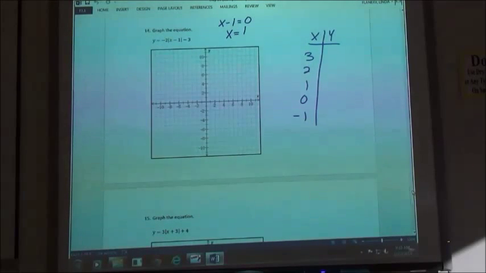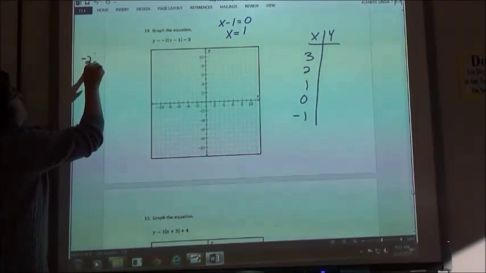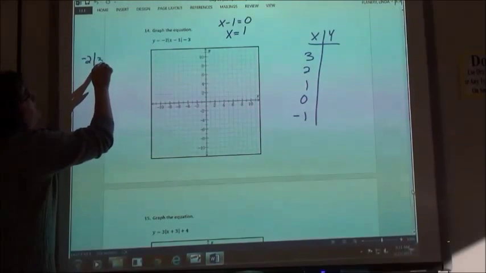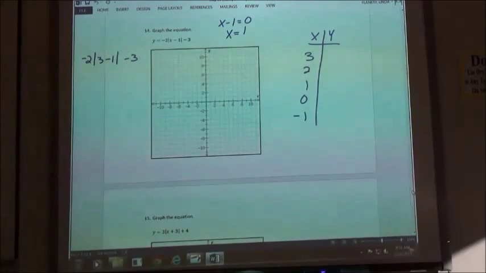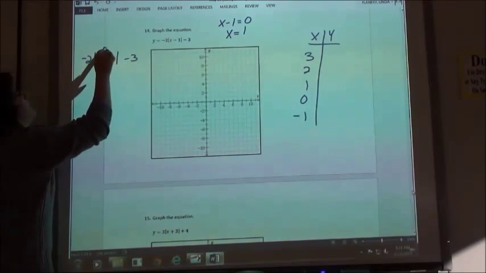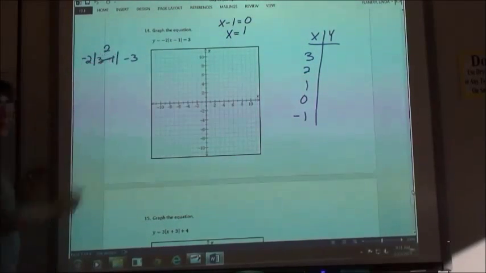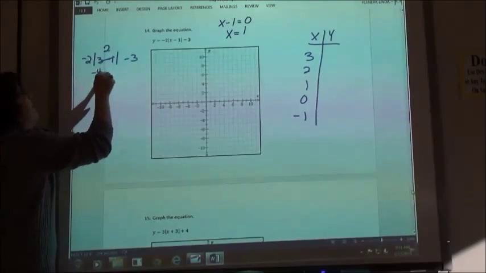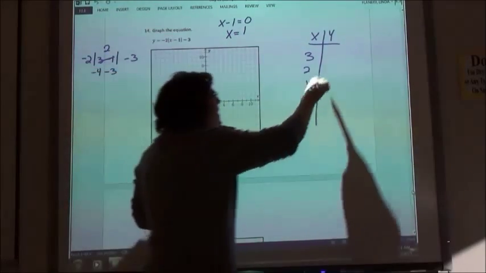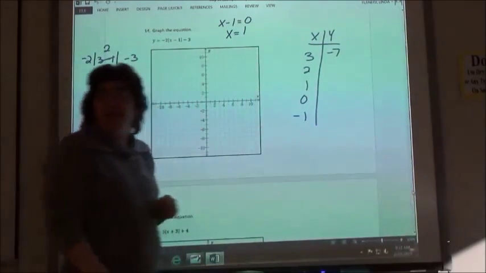Now I've got to plug my numbers in and solve. So negative 2 times the absolute value of 3 minus 1, minus 3. So 3 minus 1 is 2. 2 times the negative 2 in front will be negative 4. Negative 4 minus 3 gives me negative 7.